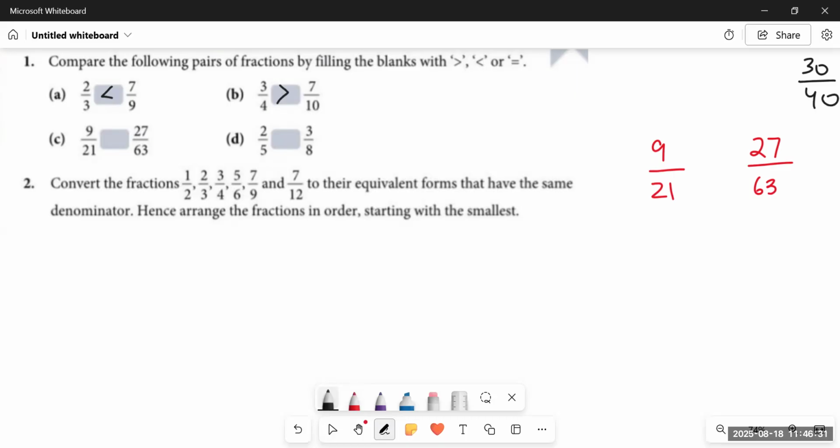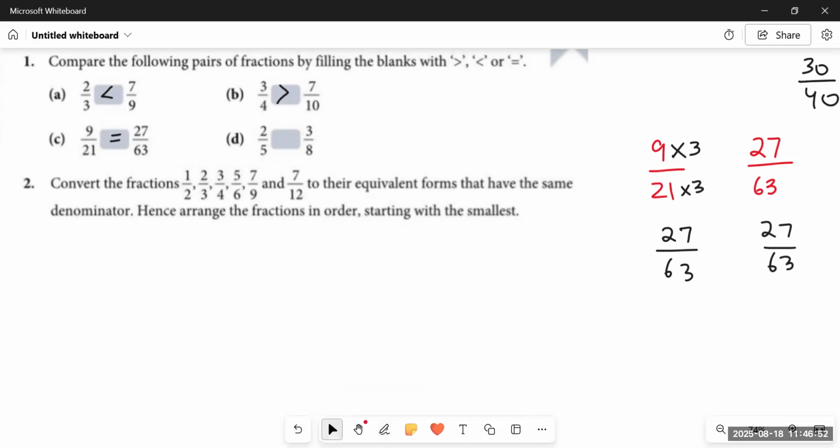So in this case, again, I'm going to multiply only 21 by 3 to make the denominator the same, and it becomes 9 3s are 27 by 63. 27 by 63. It means the two fractions are equal to each other in this case. Wow.